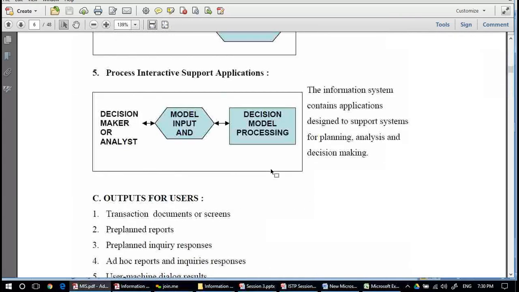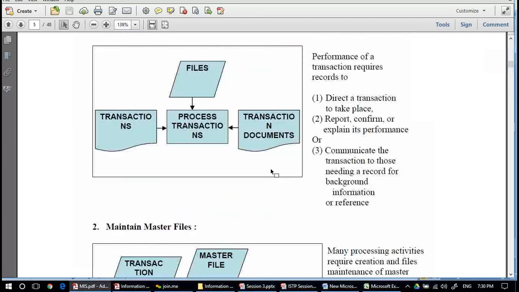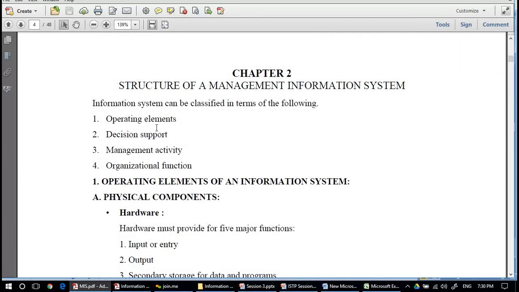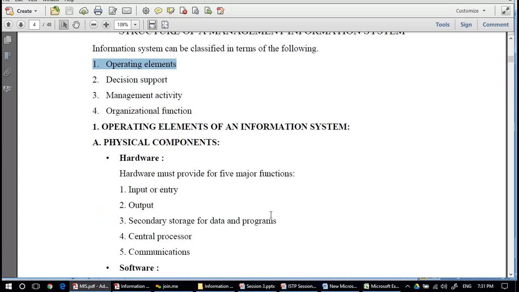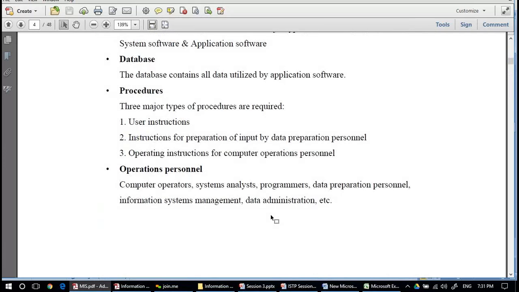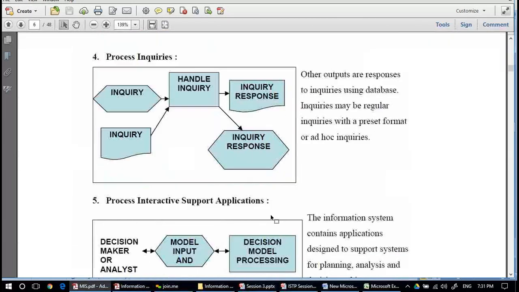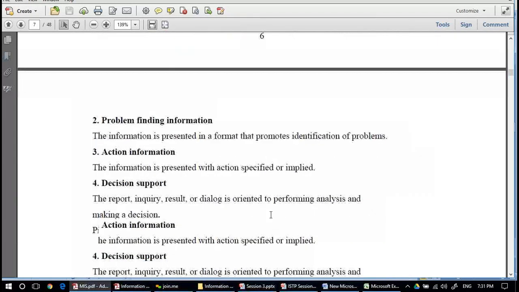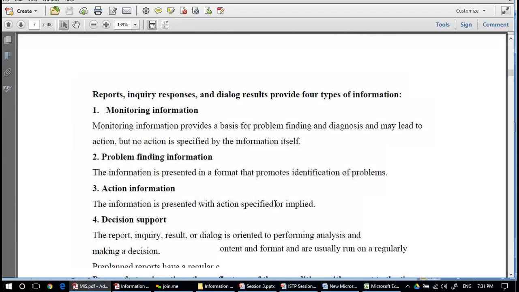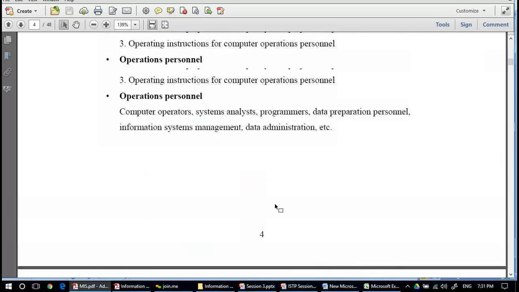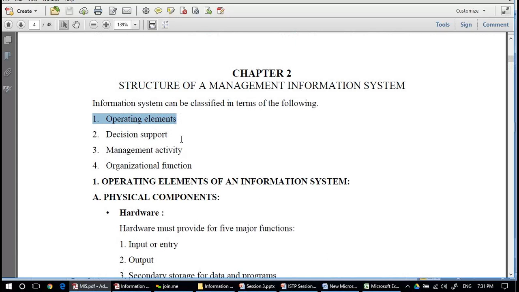So overall, the structure according to the operating elements contains these elements, which are hardware, software, the processing functions, outputs and inputs, and related processes. So whichever applies, the structure of the information system varies.